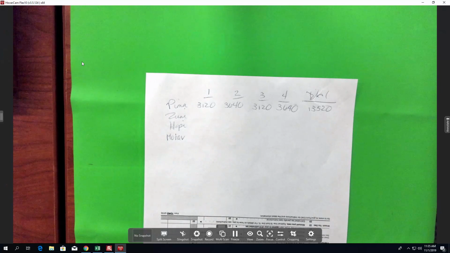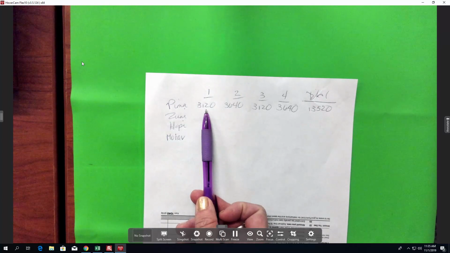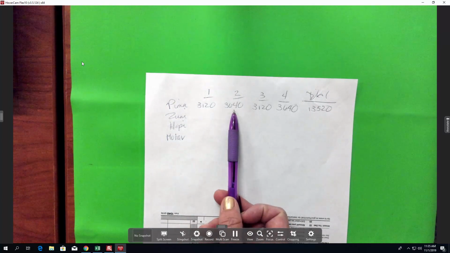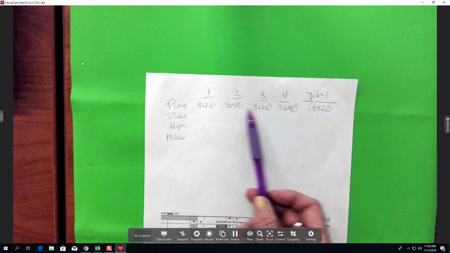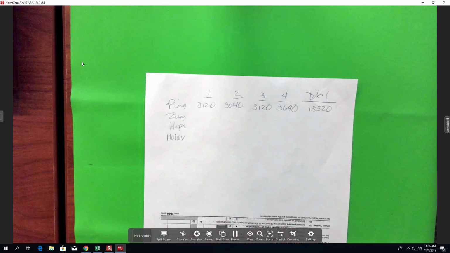Okay, so just to show you that are watching online, Pima was paid 6 times in the first quarter, 7 in the second, 6 in the third, 7 in the fourth. So this is what his gross wages look like for the year. So the next thing I need to do is determine when he or she capped.